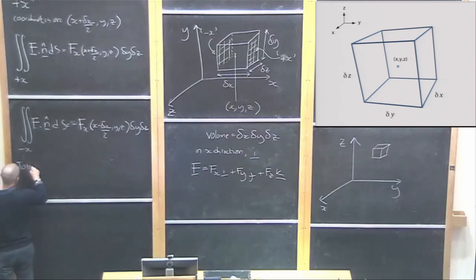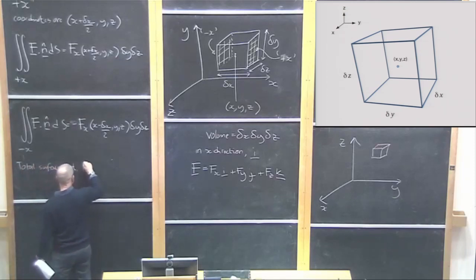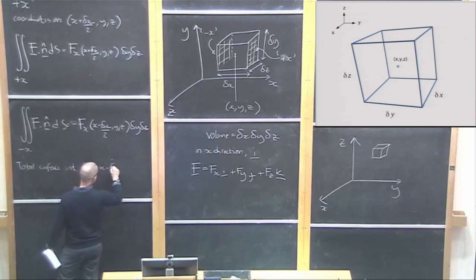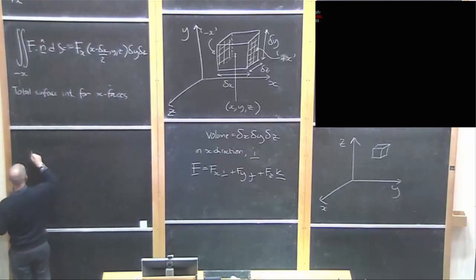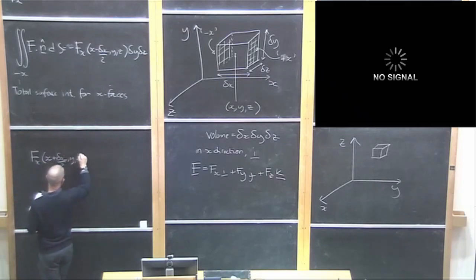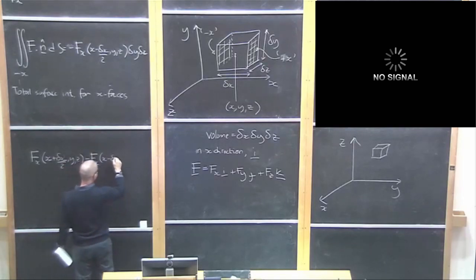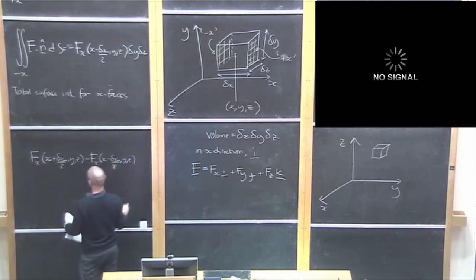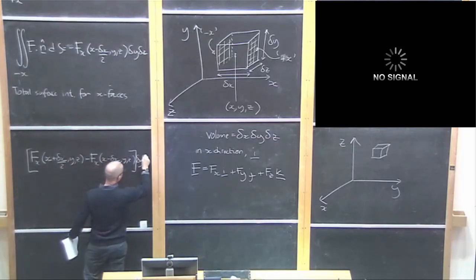So then the total surface integral for the x faces is given by fx at the coordinate x plus delta x over 2, y, z, minus fx at the coordinates x minus delta x over 2, y, z, all times delta y delta z.